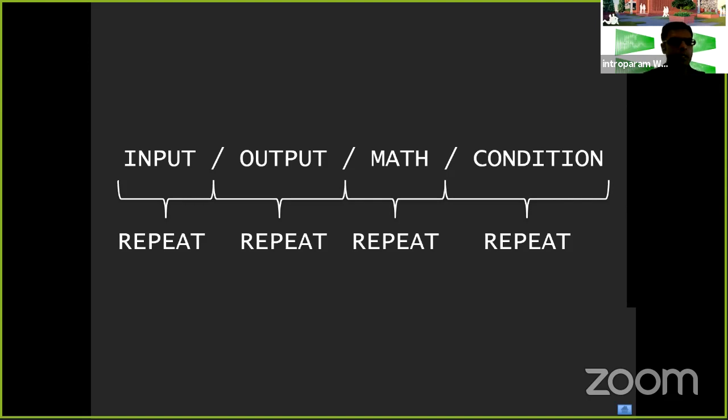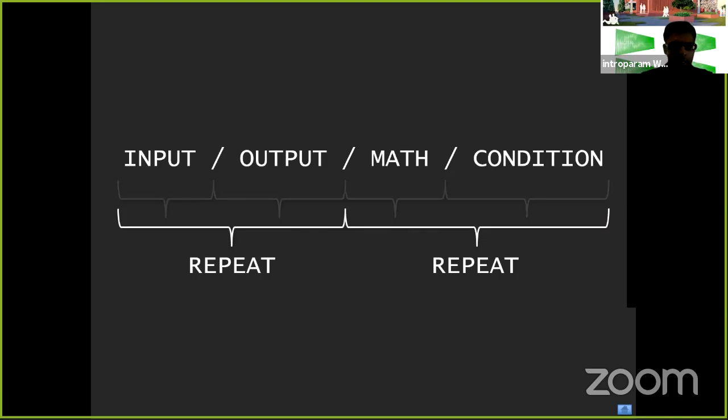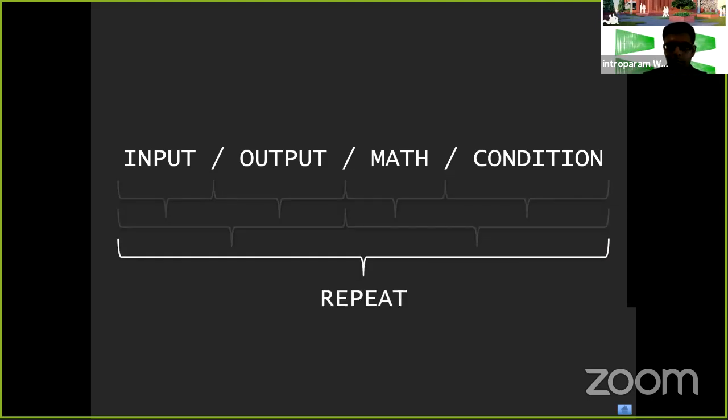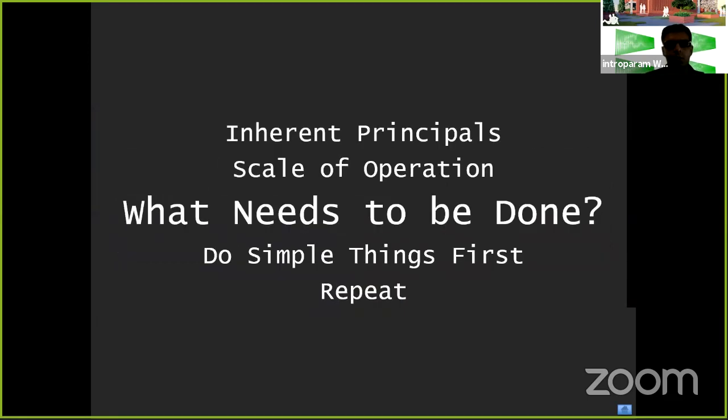And then there's a condition. A condition is: only add when it's above five, only divide when it's not zero, and stuff like that. So you do simple things first and then you repeat to add complexity. The repetition could be at the input-output level, it could be a combination, or it could be the complete function as is. Just to repeat myself, for any computation you take very simple steps, you try and break it out into the five principles of input, output, math, condition, and repetition, and you add complexity by the repetition.